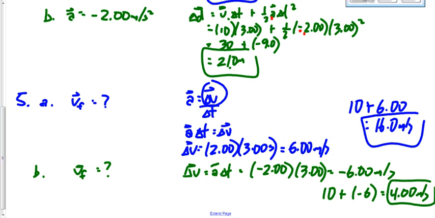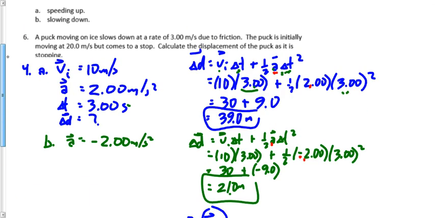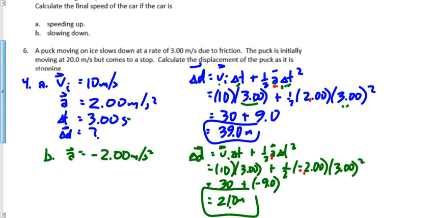Okay, one more. This one's question number 6. A puck moving on ice slows down at a rate of 3.00 meters per second due to friction. The puck is initially moving at 20 meters per second and comes to a stop. What's the displacement? We don't know which way it's moving: north, south, east, west, right, left, up, down. Let's just make it positive. It's moving positive.